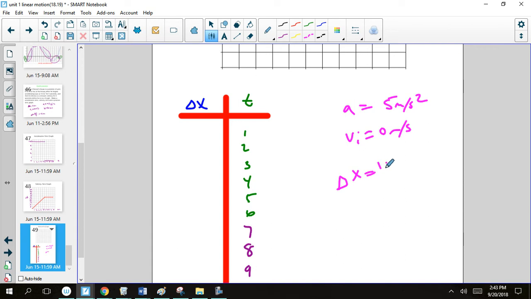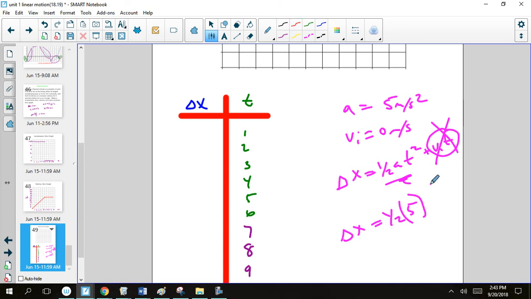Delta x equals 1/2 at squared plus v initial t. Now the velocity initial is 0, so this part of the equation, don't even worry about it. Just worry about this: delta x equals 1/2 times 5 times 1 squared, for our first second. The reason I made this a different color is because this green number is what we're going to change for these green numbers over here. Everything else remains the same.